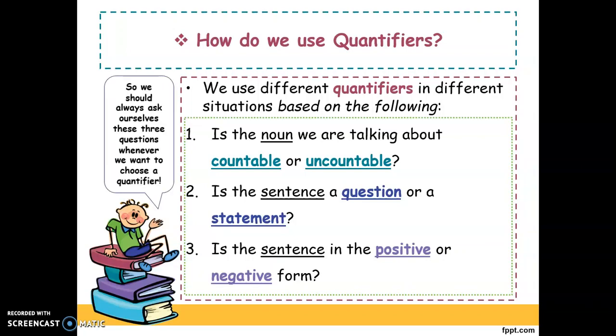So Billy says, we should always ask ourselves these three questions whenever we want to choose a quantifier. And I think Billy is onto something.